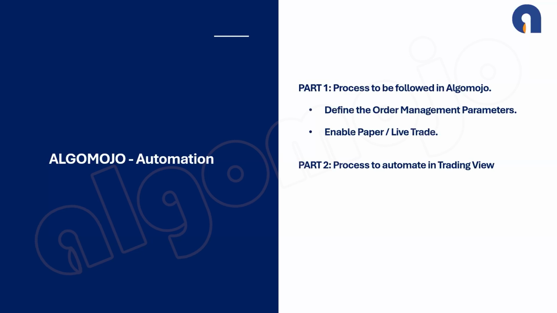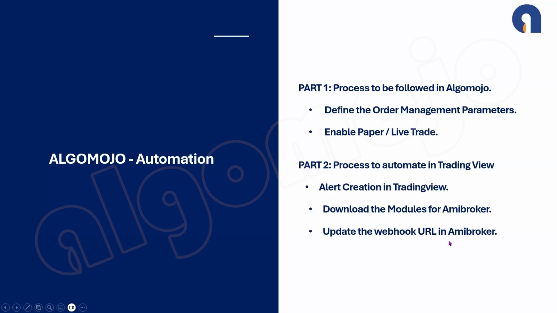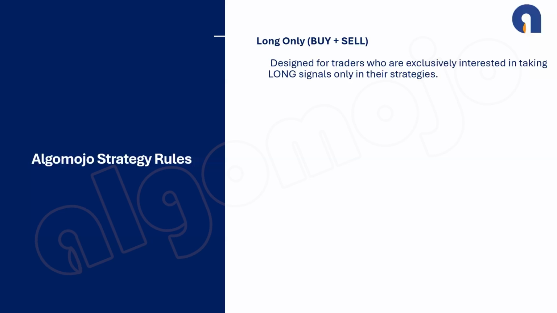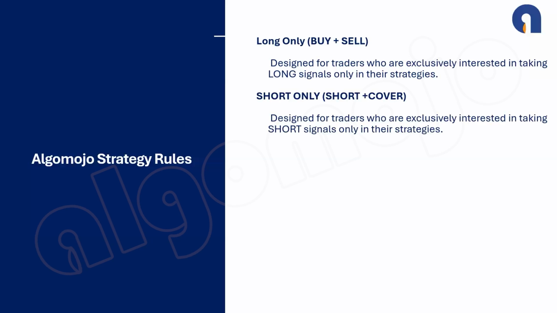So we have tried to keep it as simple as possible as a process, so that anybody can automate the trades that they want to use for placing orders. Yeah, the rules, as I was mentioning, there are 4 rules basically divided into 5 parts.